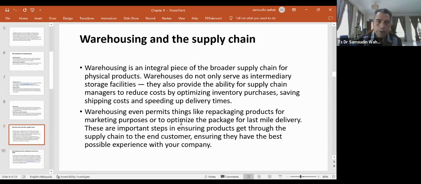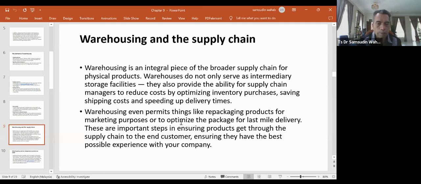Warehousing and supply chain. Warehousing is an integral piece of the broader supply chain for physical product. Warehousing even permits things like repackaging product for marketing purposes. There are activities in this warehouse, it can be repackaging, picking, or whatever, based on the customer order. From the bulk quantity, we move it to small quantities based on the packaging decision, and the packaging decision must also refer to the order by the region.